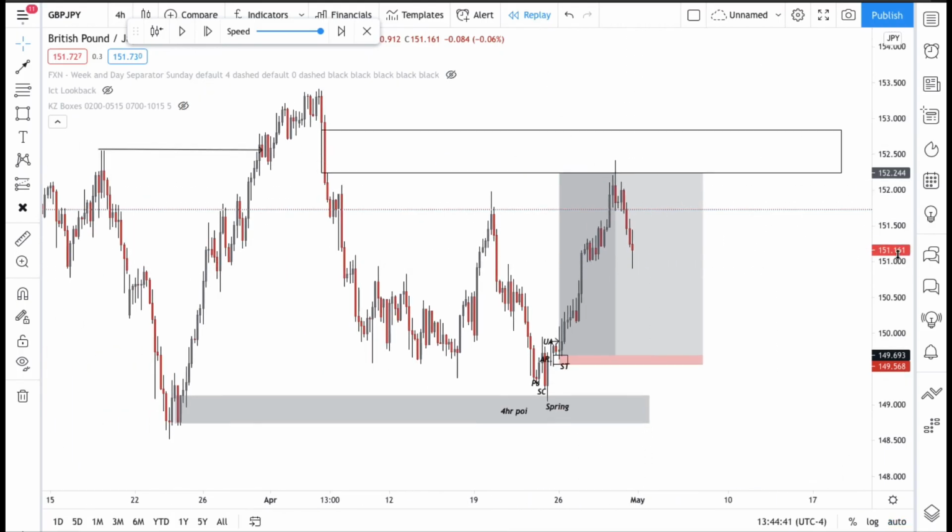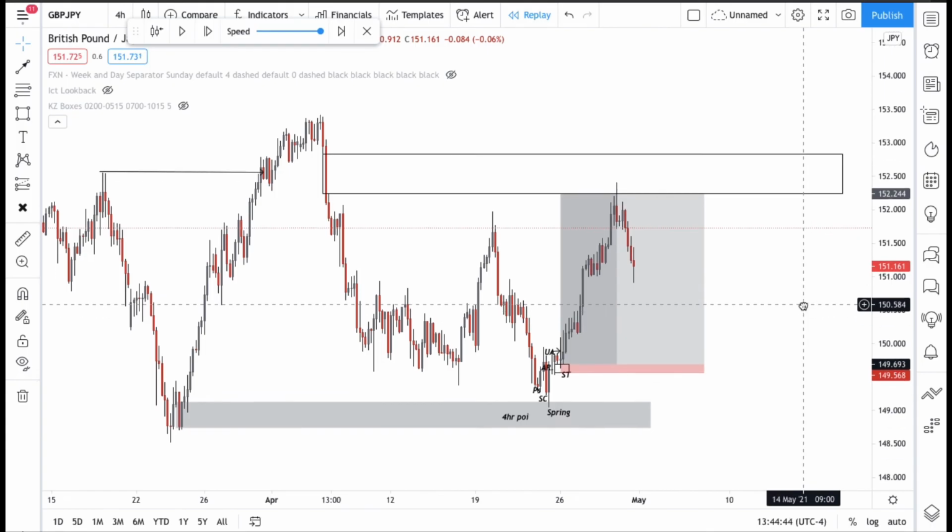Again, sorry I kind of rushed this. It's just a nice quick trade.